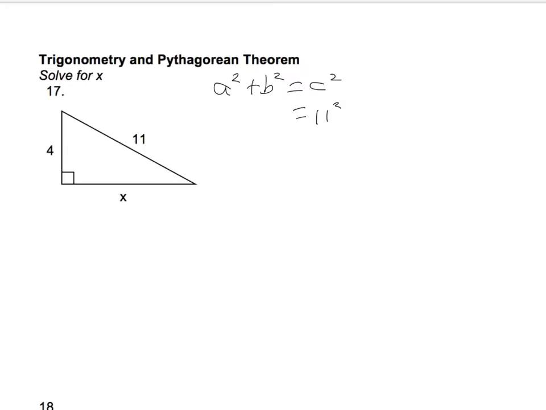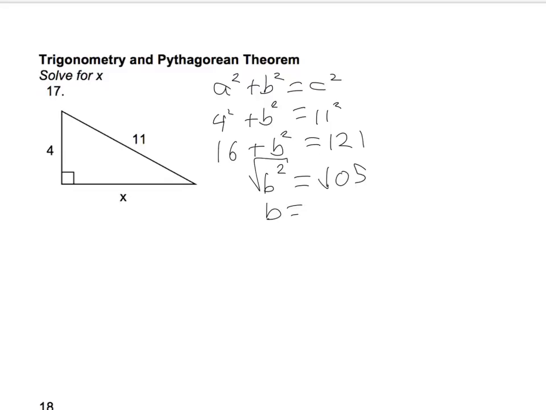That must be C. A and B really don't matter which one's which. I'll say A in this case is 4 plus B squared is our unknown side. So we can go ahead and solve this. So we have 16 plus B squared equals 121. We're going to subtract 16 from both sides. We get that B squared is 105. So B, our unknown side here, is going to be equal to the square root of 105, which is 10.24. We don't have units here because we don't know what the other sides were measured in.